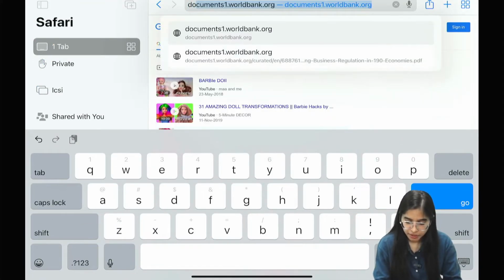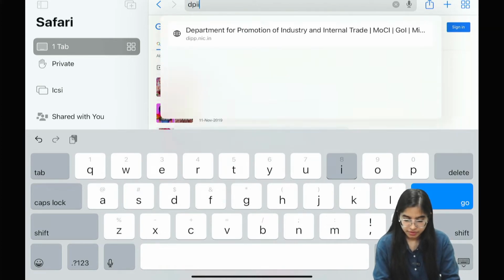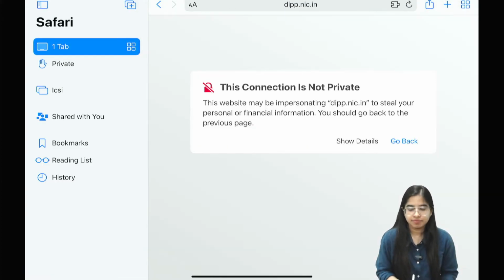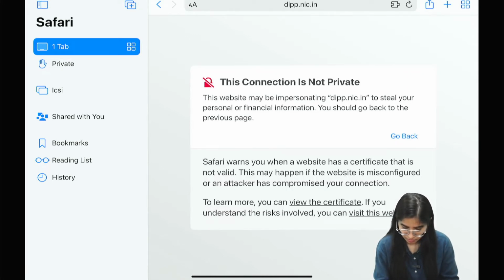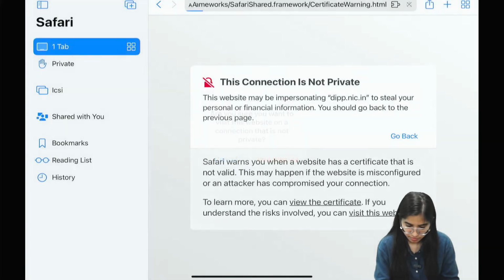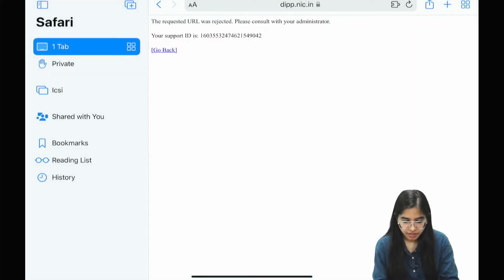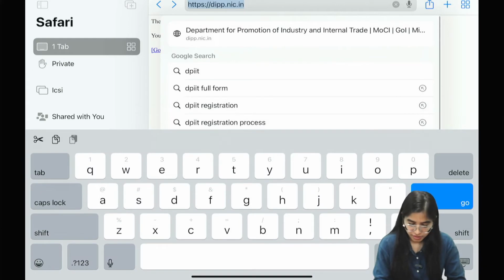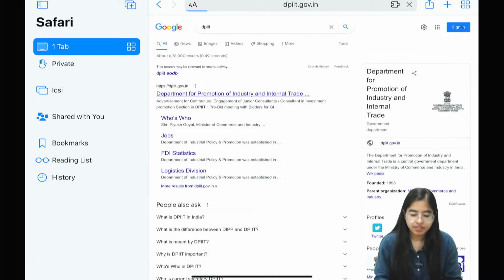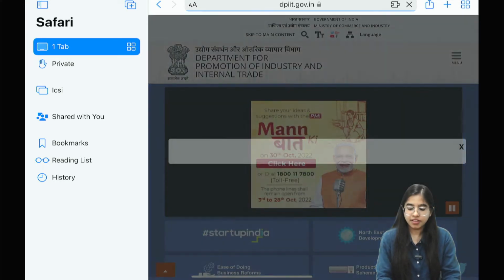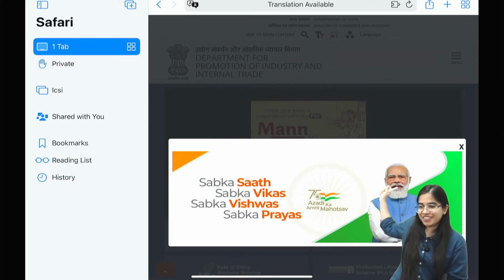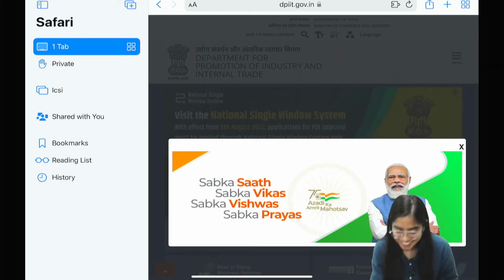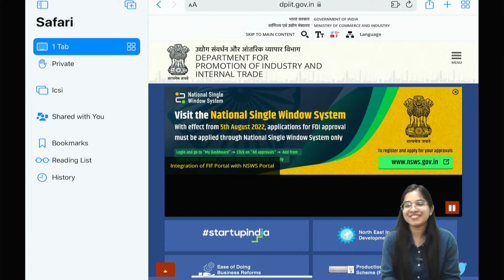Wait, DPIIT. Yes, that website. This is your government website. See, Modi ji is standing beside me. How cute, Modi ji. Okay, Modi ji is gone now.